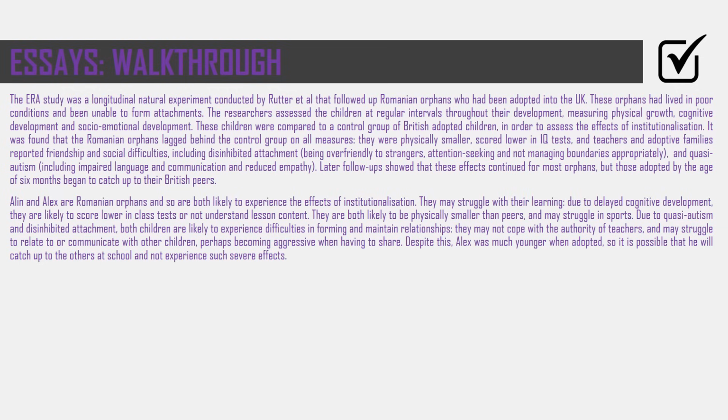What I'm actually doing is, in context, in terms of a real-world impact, what might happen to them. That's me applying my knowledge. So, they may struggle with their learning. Due to delayed cognitive development, they're likely to score lower in class tests or not understand lesson content. They're both likely to be physically smaller than peers. They may struggle in sports. Due to quasi-autism and disinhibited attachment, both children are likely to experience difficulties in forming and maintaining relationships.